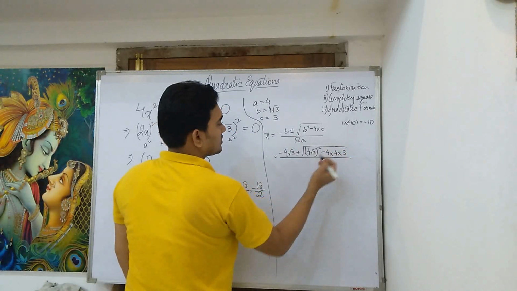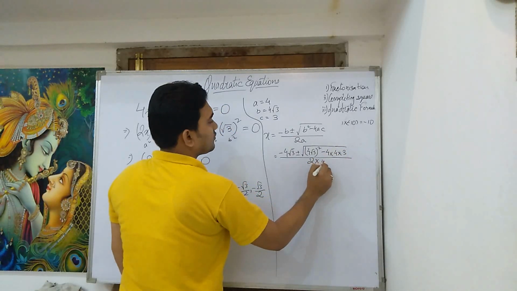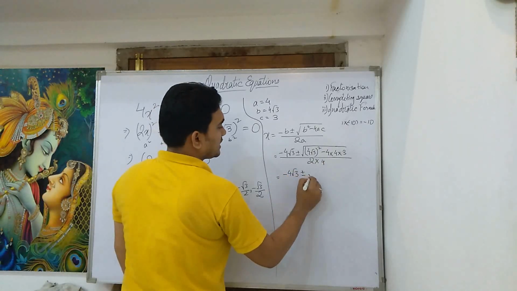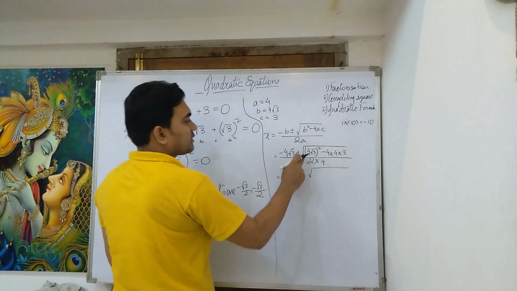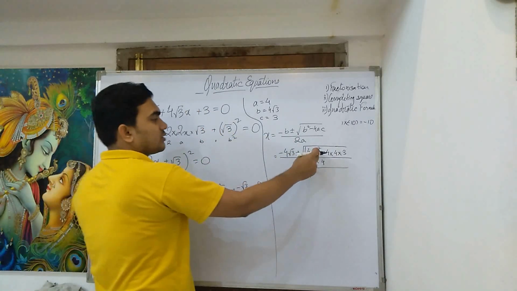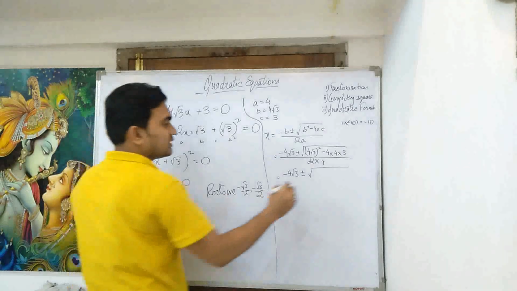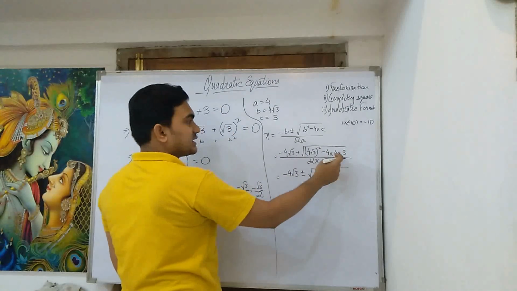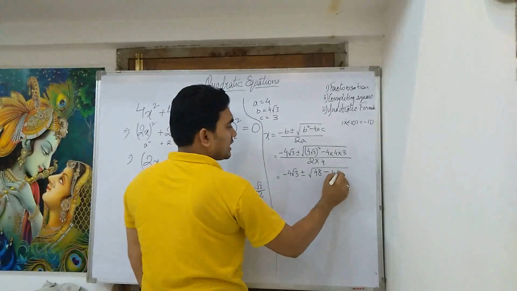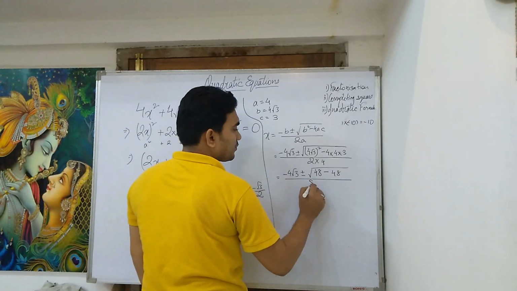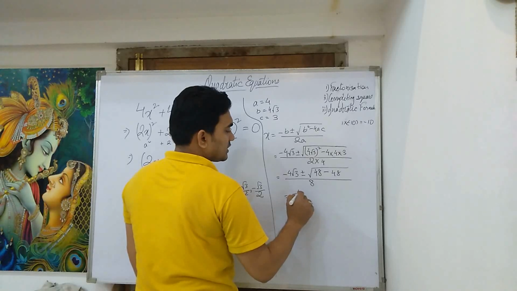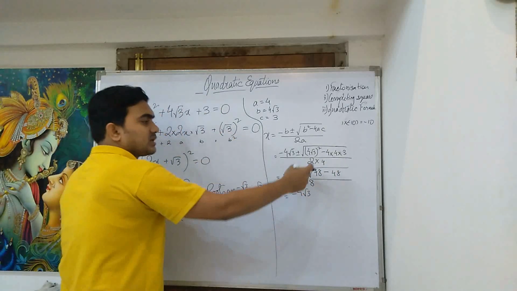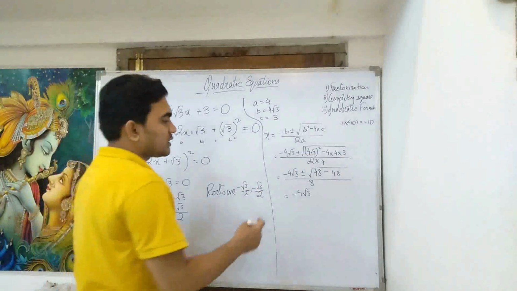c is 3, 2 into a, 2 into 4. Minus 4 root 3 plus minus, this becomes 4 square 16, root 3 square 3, 16 into 3 is 48, minus 4 into 4 is 16, again into 3 is 48. Minus 4 root 3. This part cancels out, so plus minus root 0 is again 0, so I don't need to write that.